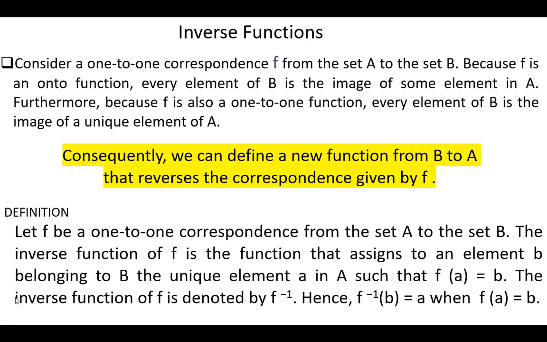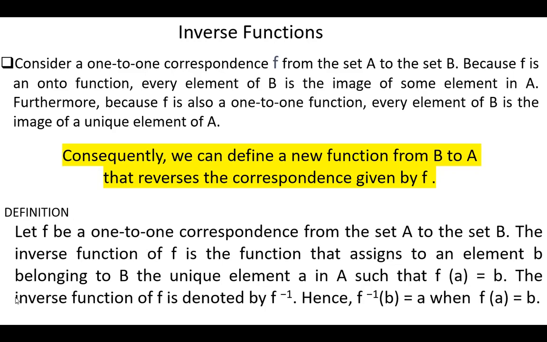Consider a one-to-one correspondence f from the set A to the set B. Because f is an onto function, every element of B is the image of some element in A. Furthermore, because f is also a one-to-one function, every element of B is the image of a unique element of A. Consequently, we can define a new function from B to A that reverses the correspondence given by f.